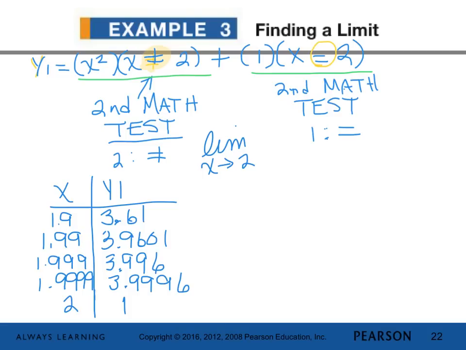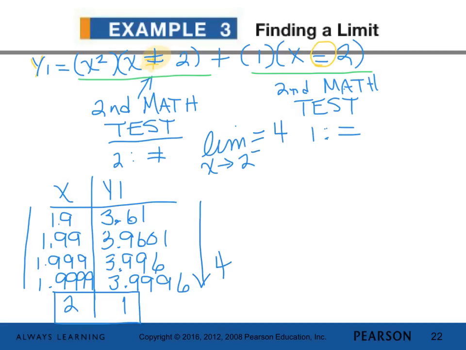So that we can see as x approaches 2, what happens is that y approaches 4. But if x equals 2, then y equals 1. So the limit as x approaches 2 from the left equals 4.